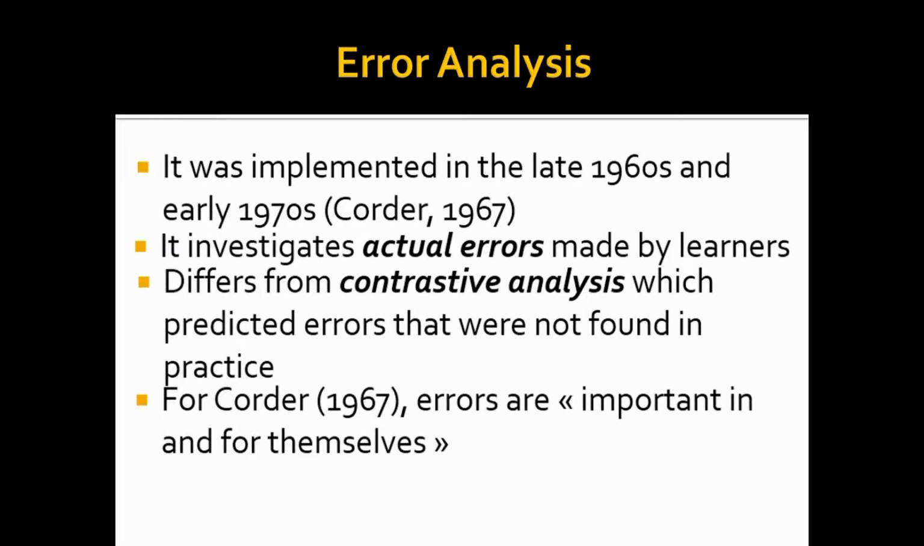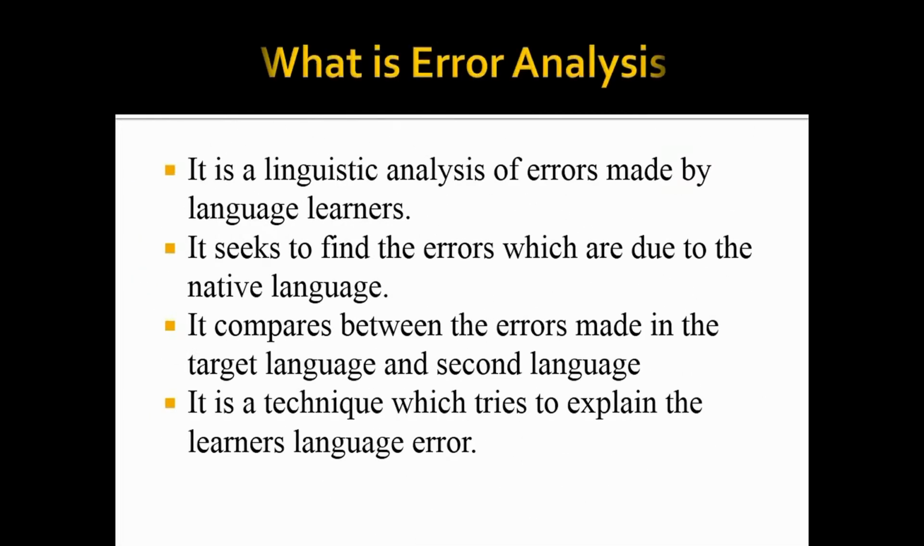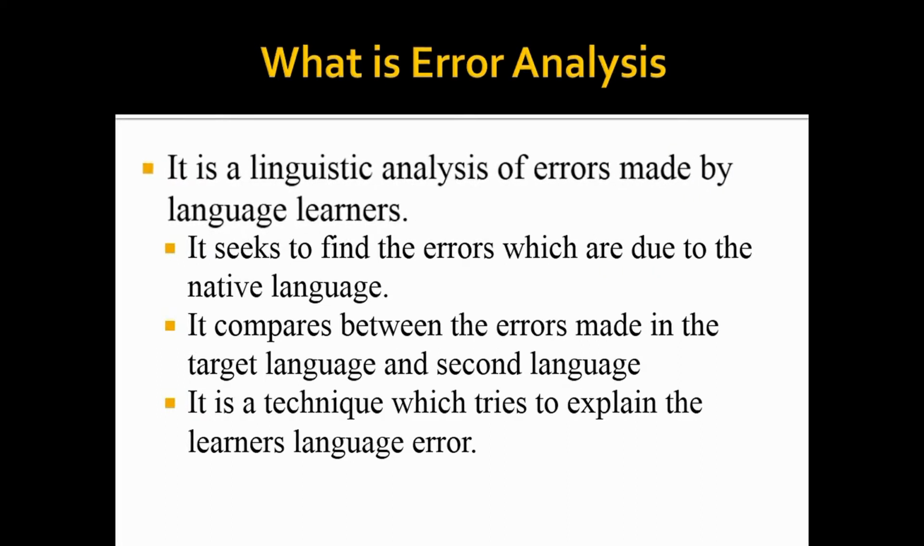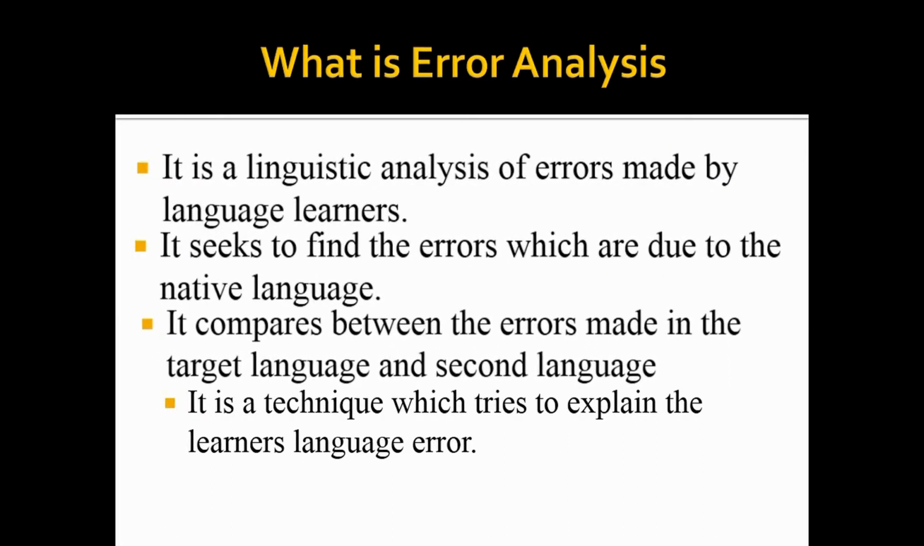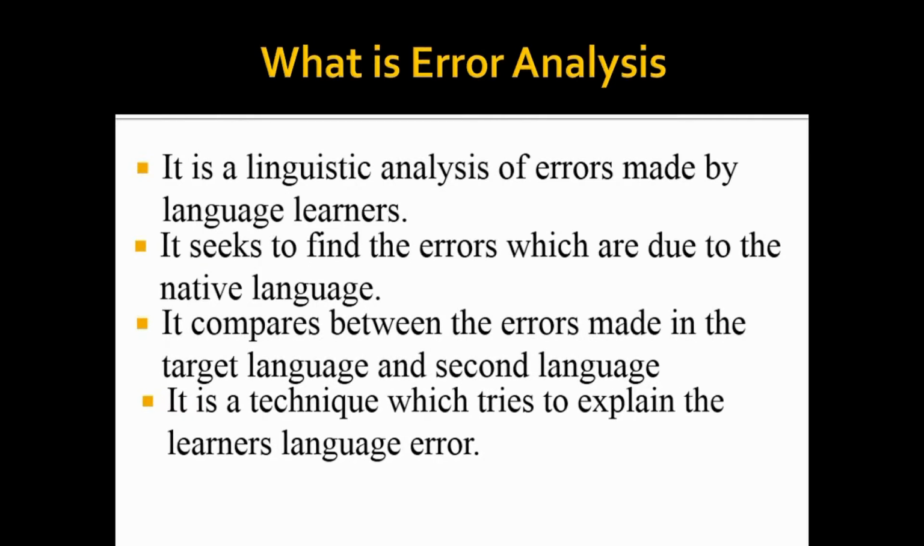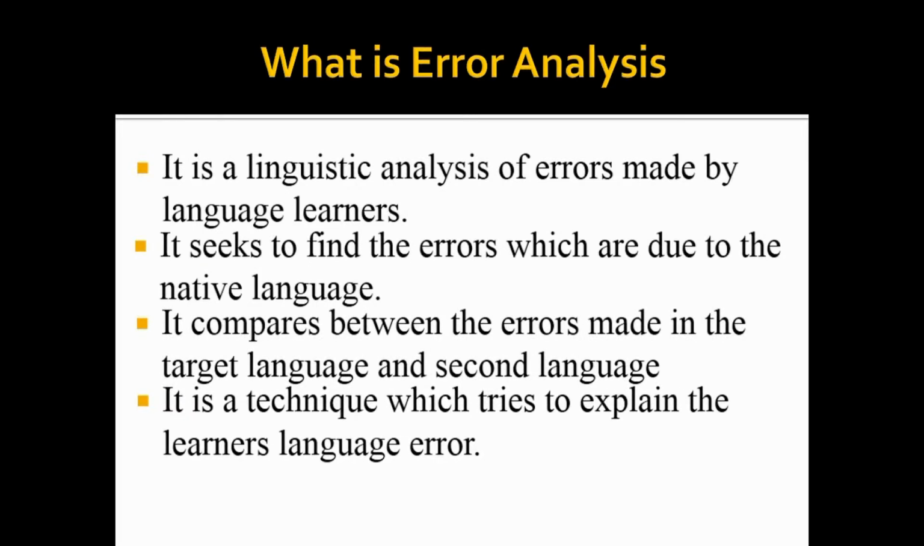Why would we use error analysis? Error analysis was implemented in the late 1960s and early 1970s, as reported in Corder 1967. It investigates actual errors made by learners, and it is different from contrastive analysis, whose predicted errors were not found in practice. For Corder 1967, errors are important in and for themselves.